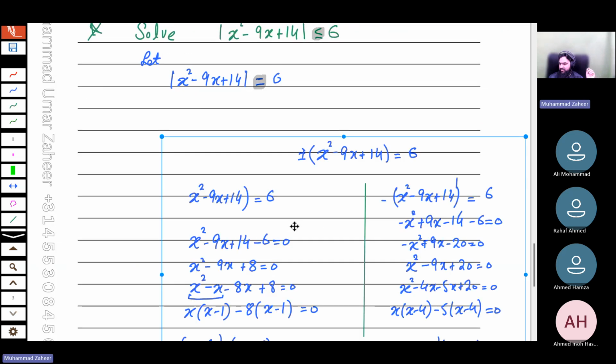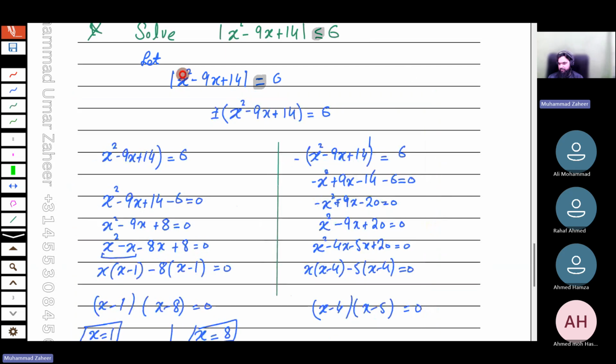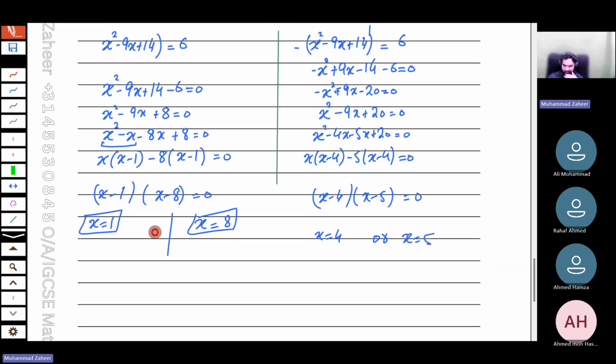I'm going to solve it in the same way that I have done here. You have to remove the modulus, so it becomes positive and negative. Take the positive values and the negative values. I'm going to get the values x equal to 1, x equal to 8, x equal to 4, and x equal to 5.